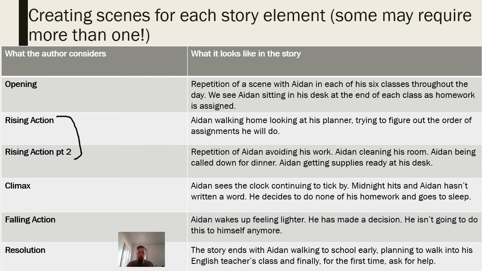So we have that, and it's all leading to this climax, right? Things are building up. I'm trying to drag these scenes out. My climax is Aiden looks over at the clock. He sees it continuing to count down. Midnight hits. Aiden knows that he has to be up early in the morning to get back to school. He hasn't written a single word for any of his assignments yet. And all his energy comes together. He decides he's going to do nothing and he goes to sleep. So my climax has happened.